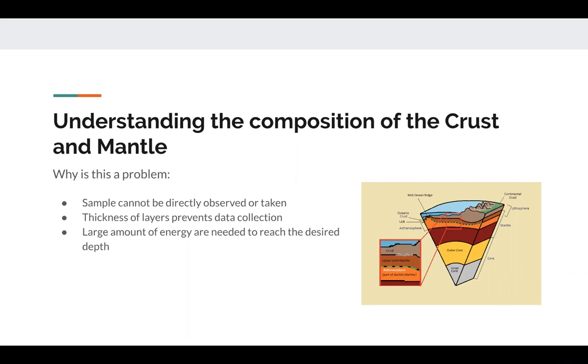Also, the thickness of these layers prevents many geophysical methods from being able to penetrate and categorize the rock. Large amounts of energy are needed to reach the depth of the mantle and beyond. The human instruments rarely can reach this level of power. However, natural sources such as earthquakes can reach this depth and reflect back to the surface. For this reason, seismology is one of the main methods along with electromagnetic methods.